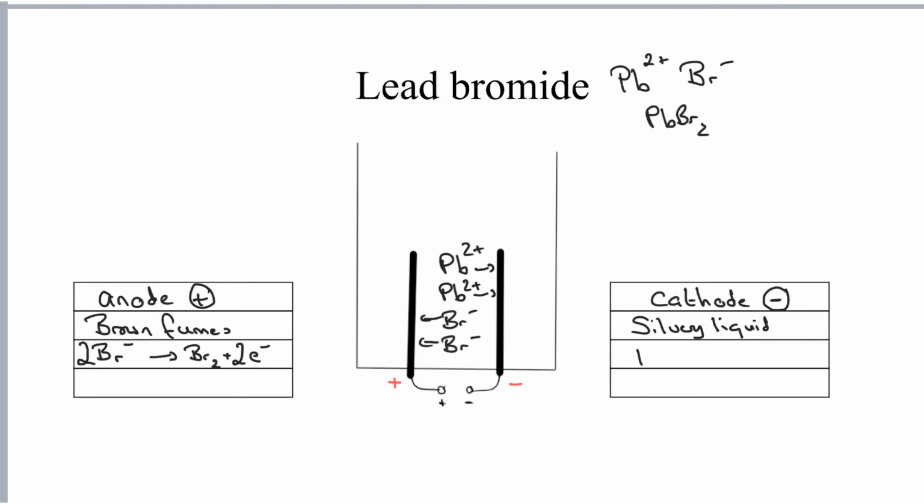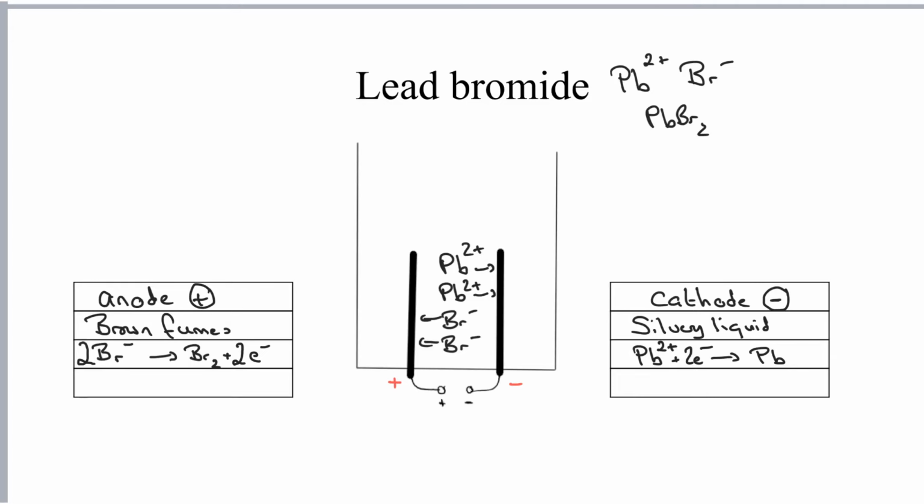So Pb2 plus ions are attracted and they become lead, which is Pb. And the silvery coloured liquid, of course, is molten lead. Now, we've got no charge on the right hand side. So on the left hand side, if we add 2 electrons there, we've therefore got 2 pluses and 2 minuses, so therefore 0 charge on the left hand side as well.